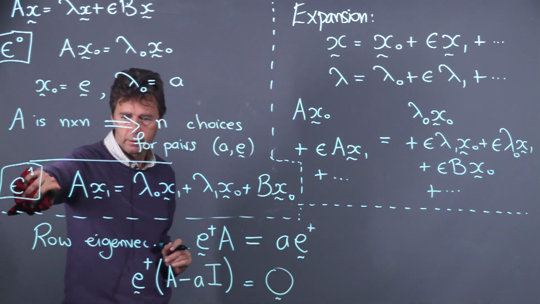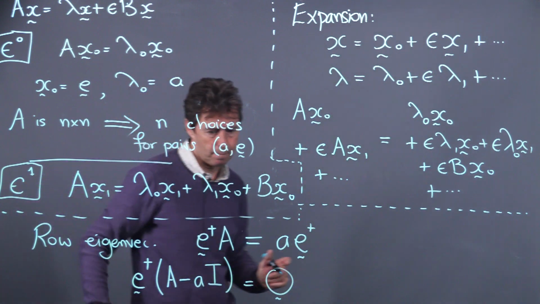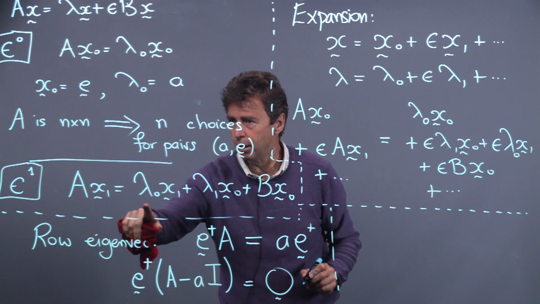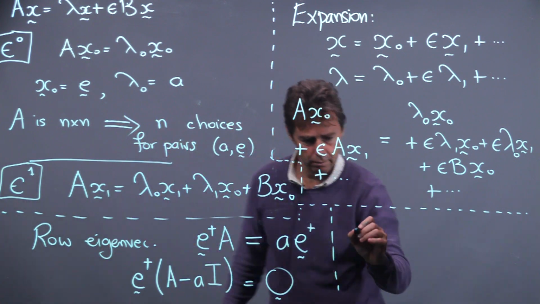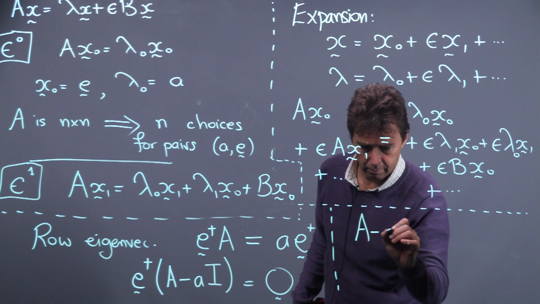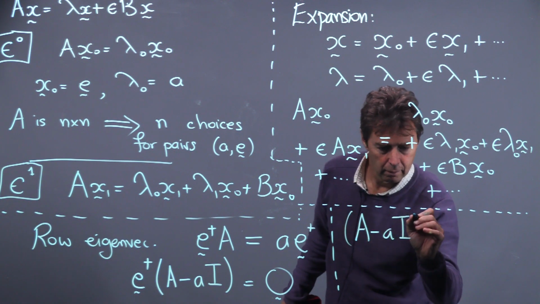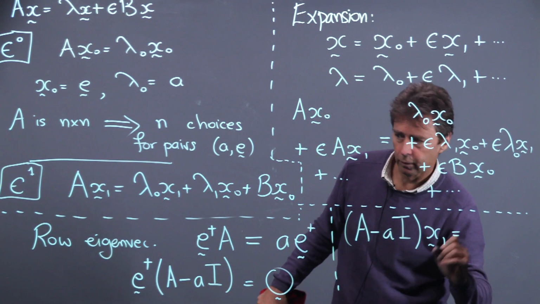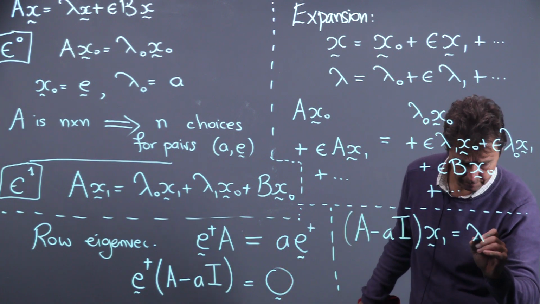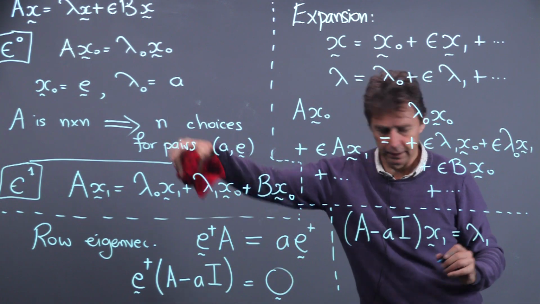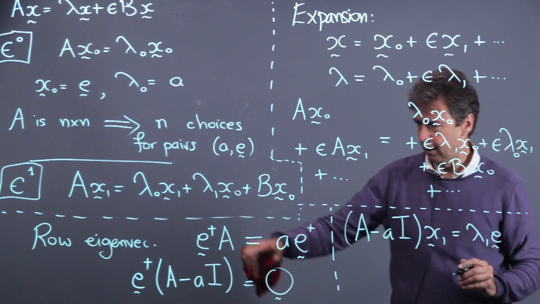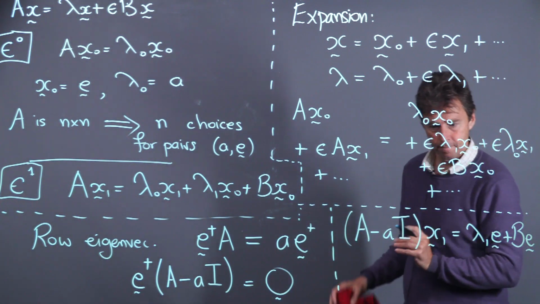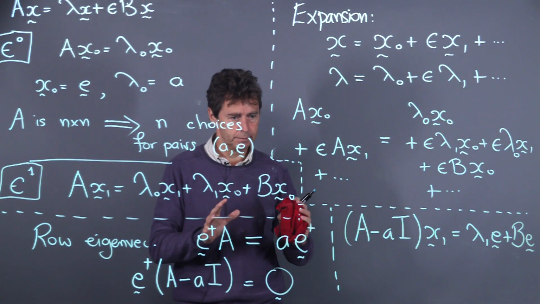Right, now let's go back and look at the equation that I need to solve up here. So I'm going to take this to that side, and then bear in mind that lambda 0 is just a. So I have A minus a times the identity, times x1, equals the correction here, and x0 is e, so I have minus lambda 1 e plus B e. Okay, so far so good.